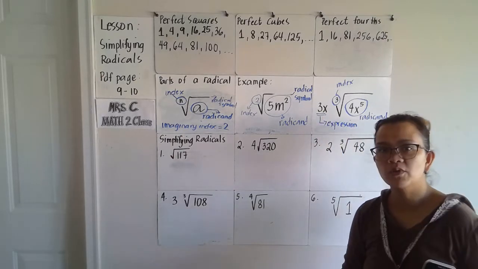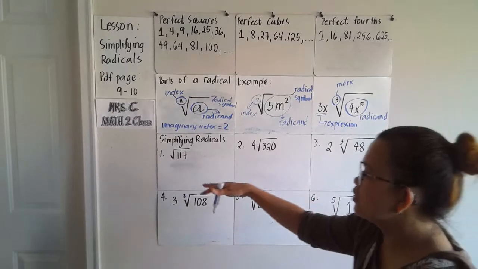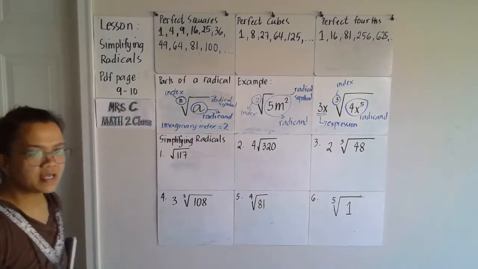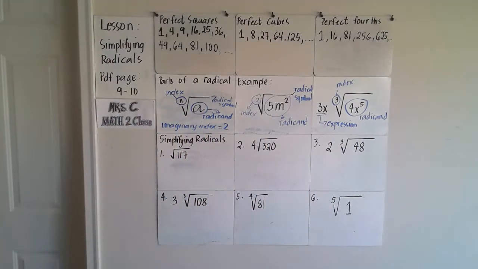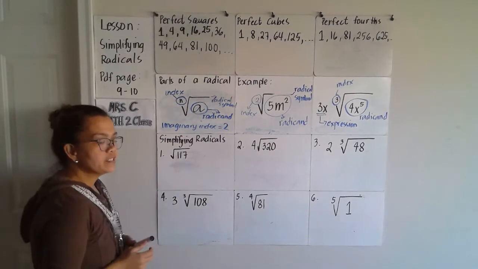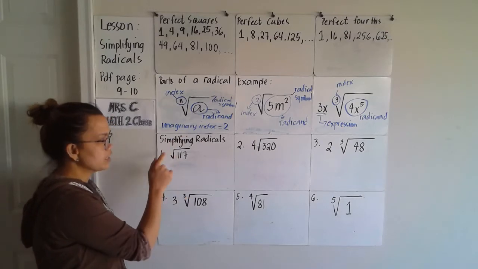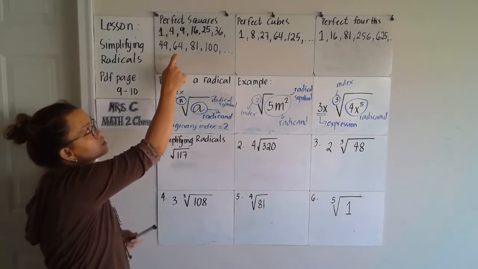If it is just a number, it's a whole number. All right. Now, let's proceed to simplifying radicals. So, square root of 117. How did I know that it is a square root? That's what I said. If there's nothing on it, that would be a perfect square.